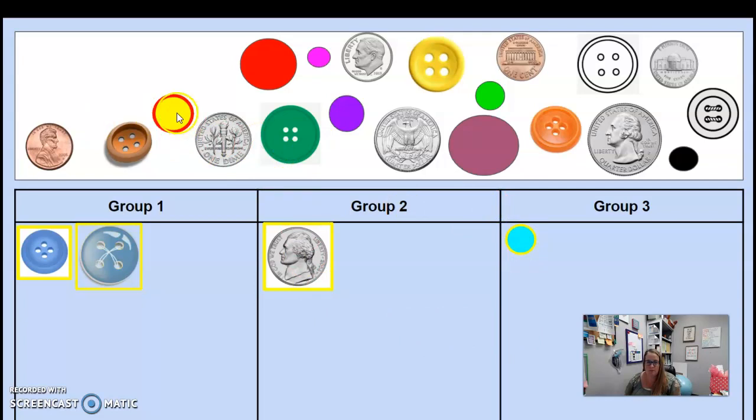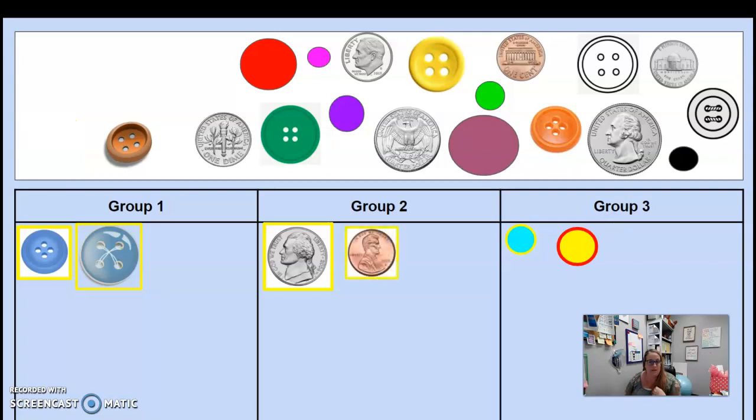The next one, what about this one? Does it look like anything we've had so far? Well, it's going to have to look like one of them because we're out of groups. So do you think it's going to go in group 1, group 2, or group 3? Let's see if you're right. Did you say group 3? Here's our next one. All right, let's look at this one. Where is it going to go? Is it going to go in group 1, group 2, or group 3? Just show me your fingers. Group 1, group 2, or group 3.